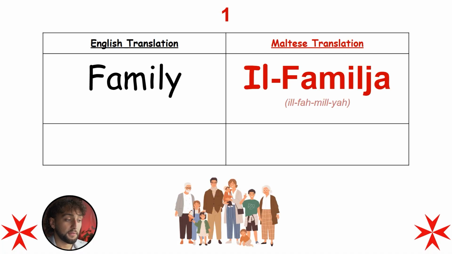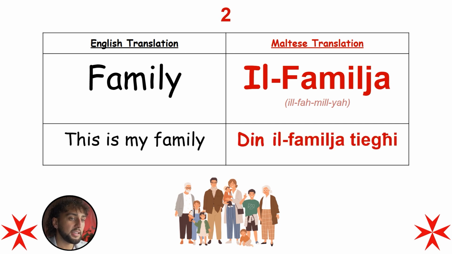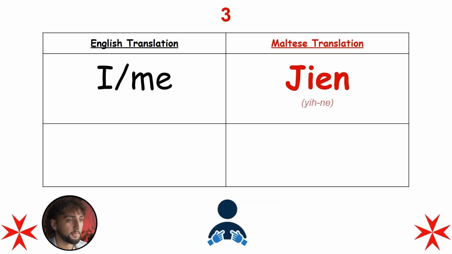Number 1. For family, we say il famiglia. And to say this is my family, we say din il famiglia tiai. Okay, on to the next one.